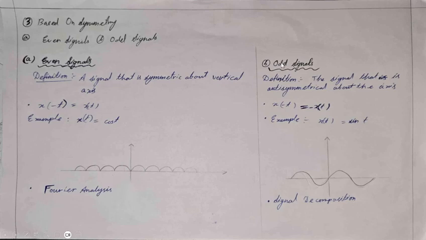Then odd signals. Definition: a signal that is anti-symmetrical about the axis is called an odd signal. Here x of minus t is equal to minus of x of t. Example, x of t is equal to sin t. Here you can see that the graph is anti-symmetrical. We can get this in signal decomposition.